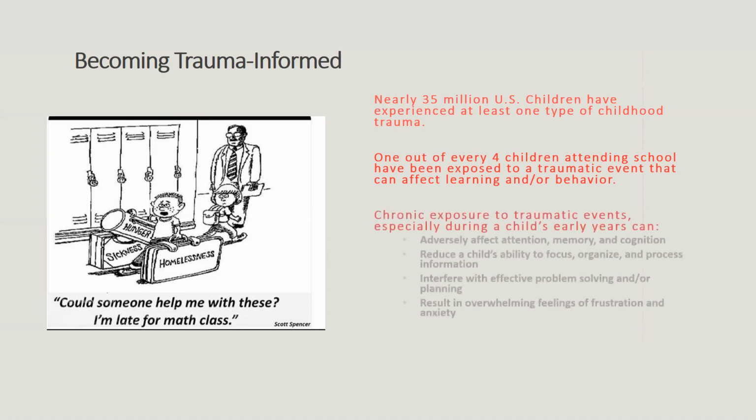Everything intermingles. And lastly, chronic exposure to traumatic events, especially during a child's early years, can have significant impacts. One, it can adversely affect attention, memory, and cognition. You see the impact that it has on the developing brain. It can reduce a child's ability to focus, organize, and process information, those executive functioning skills. It can interfere with effective problem solving and/or planning, and it can result in overwhelming feelings of frustration and anxiety. So kids who have difficulty self-regulating, you may be seeing a byproduct of trauma.